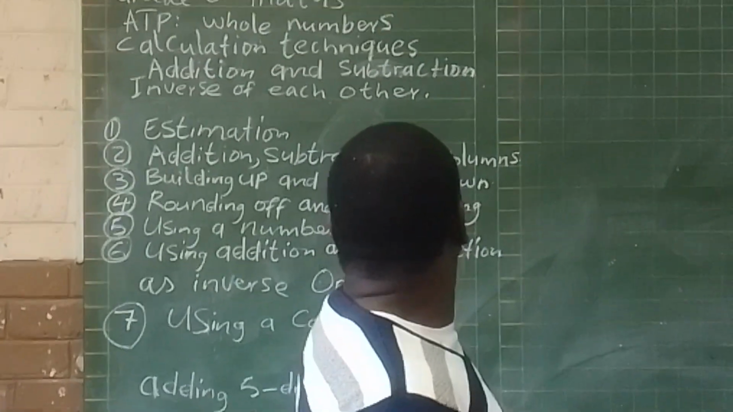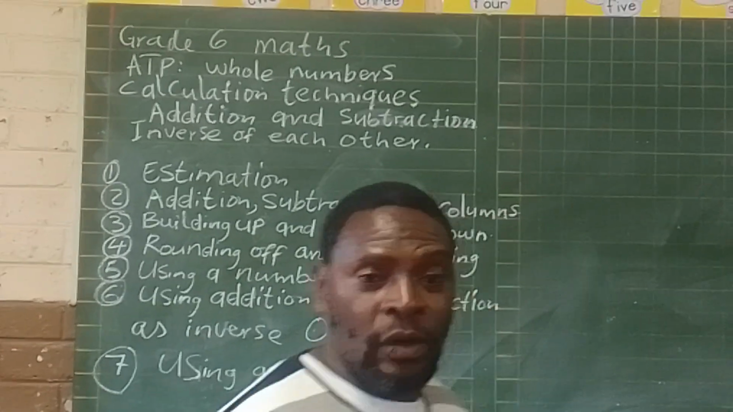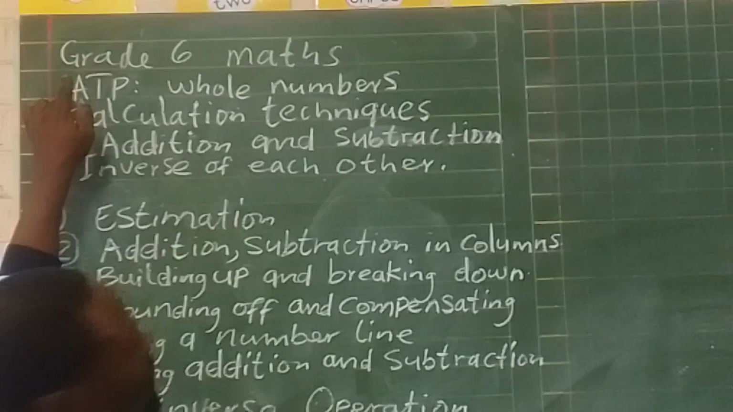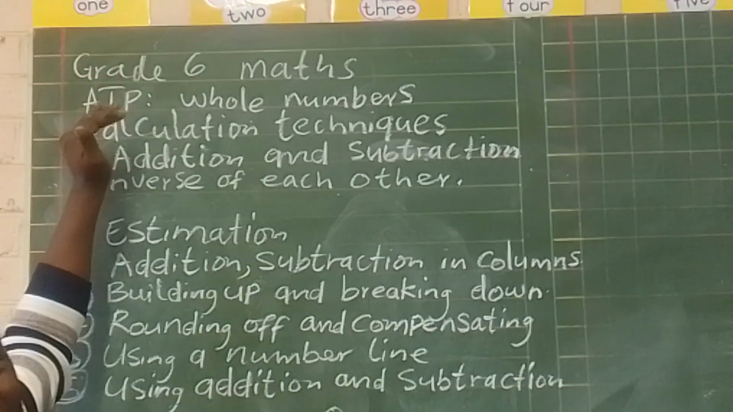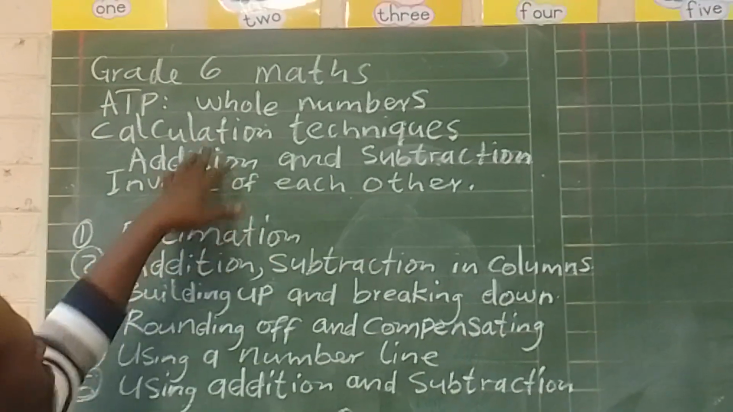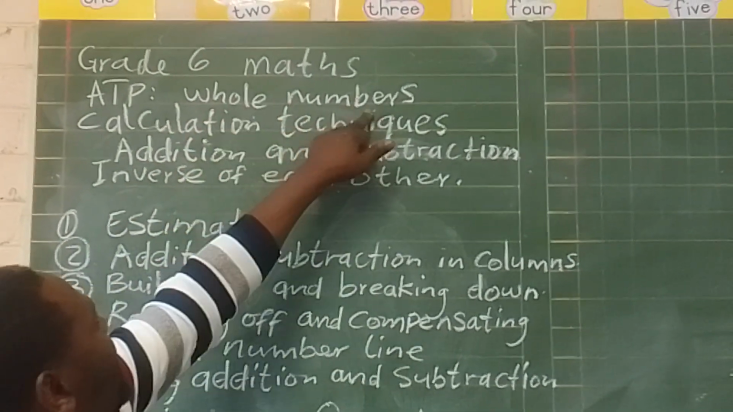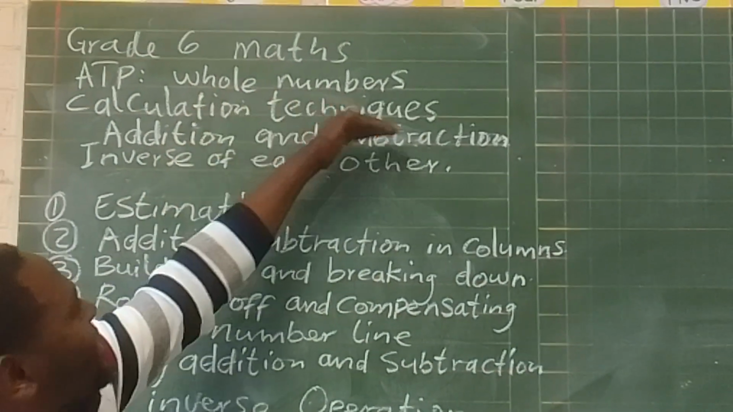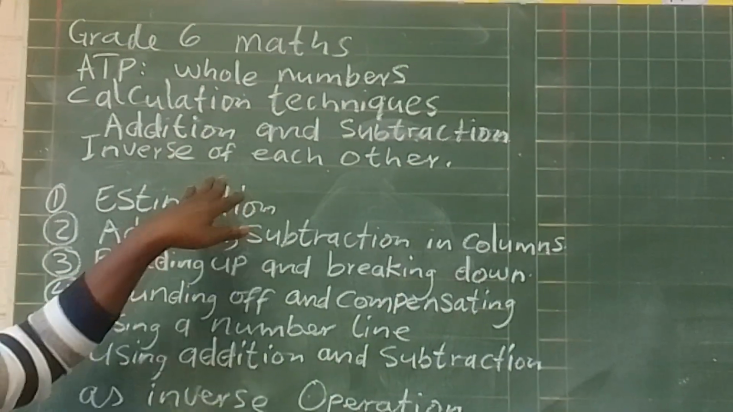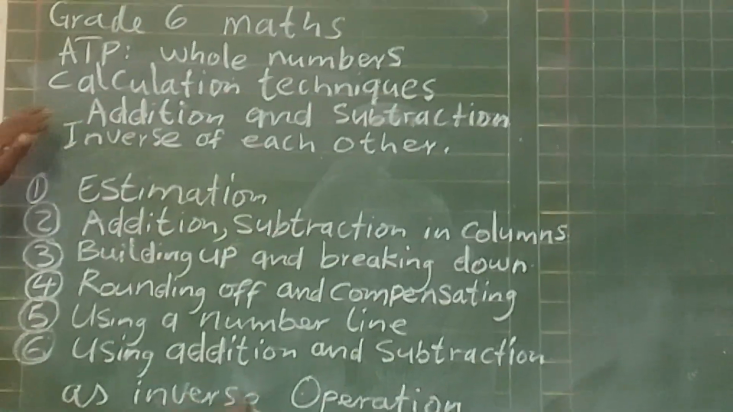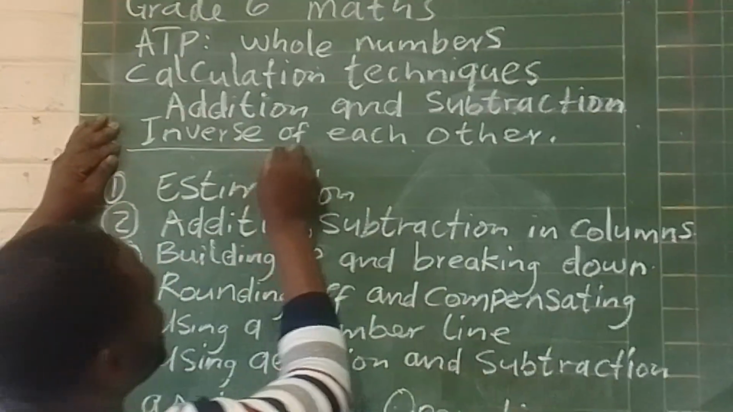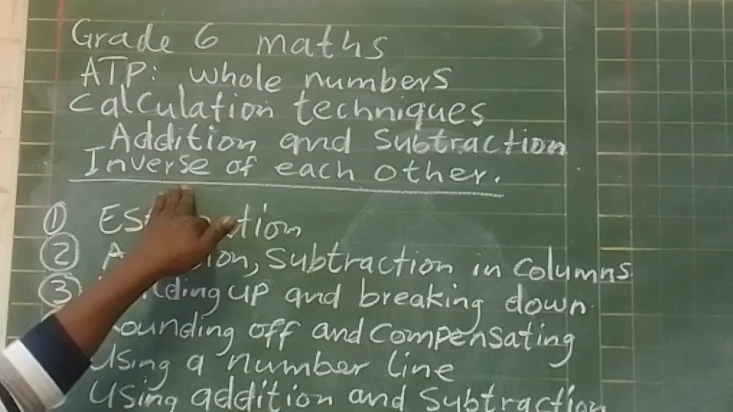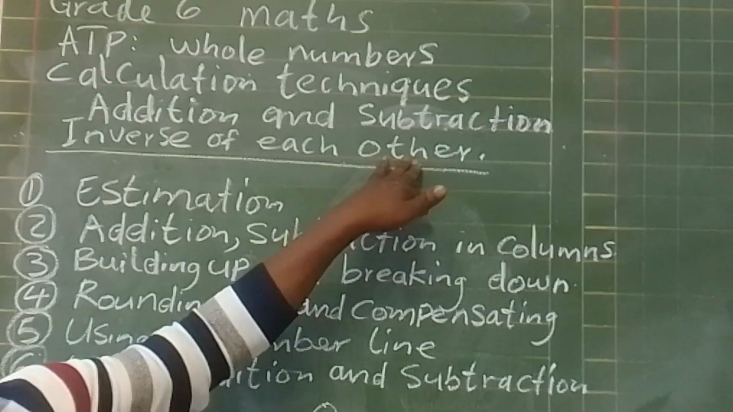We are still doing maths according to the ATP. You must know that ATP means annual teaching plan. This is what is required of you. You have to do the whole numbers. Then we use the calculating techniques for addition and subtraction. Why do we use addition and subtraction? Because addition and subtraction are the inverse of each other.